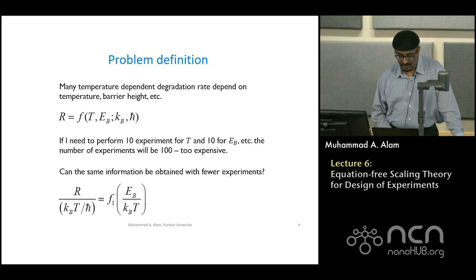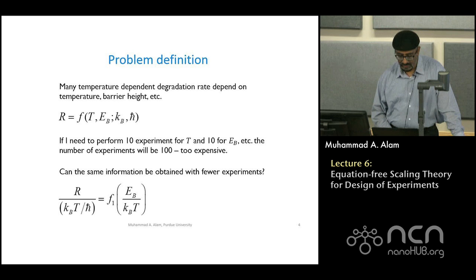And it will always come in the form of EB over KBT, and it will always come in the form of KBT over H bar. It will always come in this form because these are dimensionless. And whether this side is sine EB over KT or e to the power minus EA over EB over KT, that you do not know. That will come from experiment.